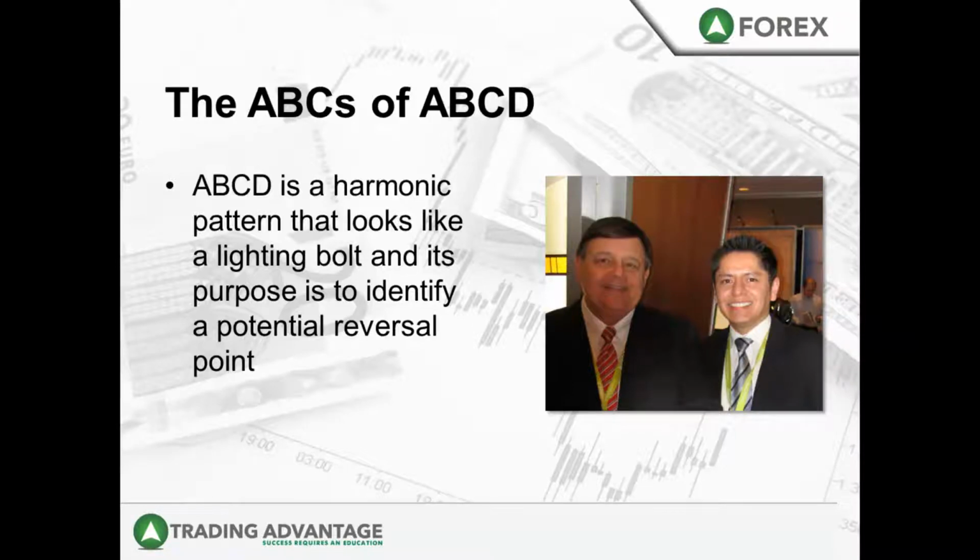The ABCD pattern is a harmonic pattern that looks like a lightning bolt, and its purpose is to identify a potential reversal point. It's just like an indicator and should be used with other macro or technical indicators to confirm trading decisions. This pattern was first discovered by H.M. Gartley's book, Profits in the Stock Market. It became popular in the late 90s after Larry Pesavento's extensive research and book Fibonacci Ratios with Pattern Recognition. Here you can see a picture of Larry and me working the Traders Expo in 2007 for GFT.